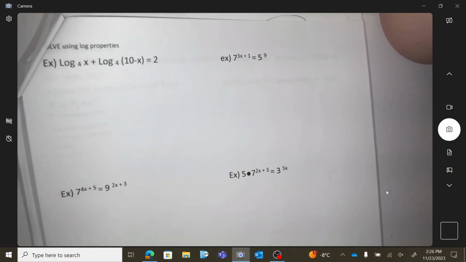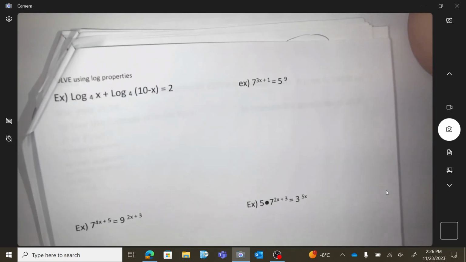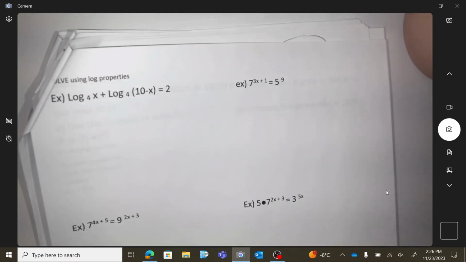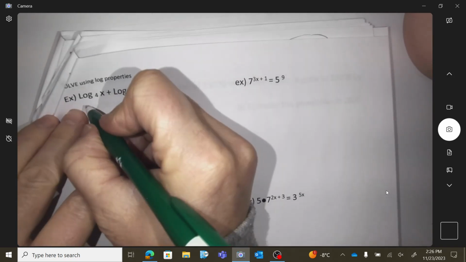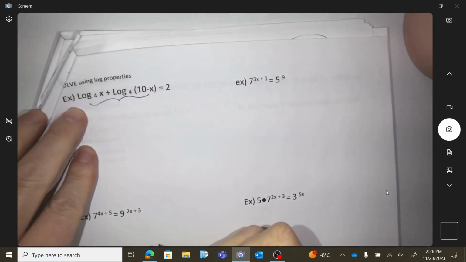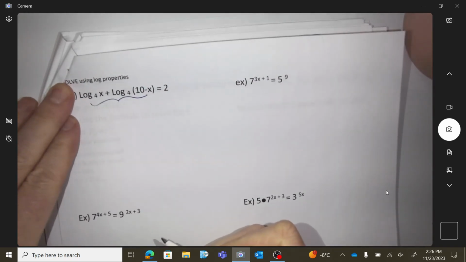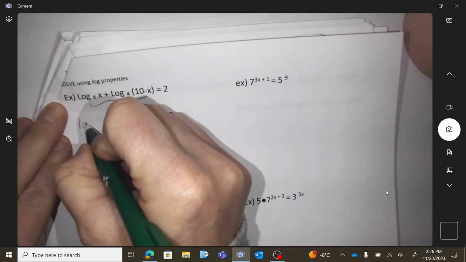Okay, so yesterday we learned all these rules. If we have something with multiplication in a log, we can separate them with add. And if we have a division, we can separate them with subtraction. And if we have an exponent, we can become a multiplier, right? Remember those rules? Okay, so what I need you to do with this separation is glue it back together.